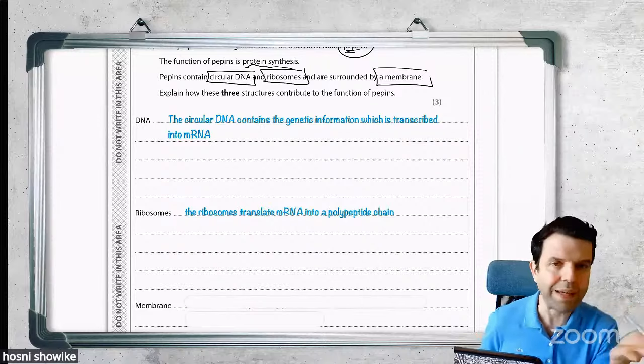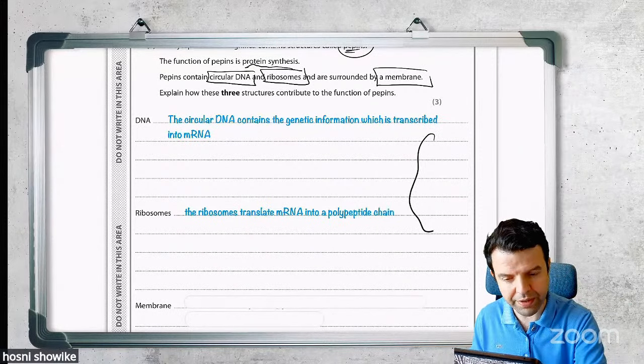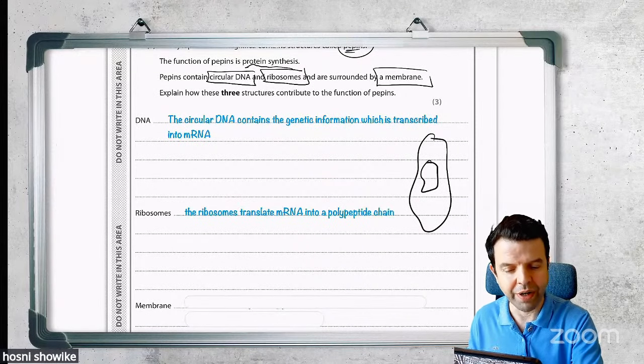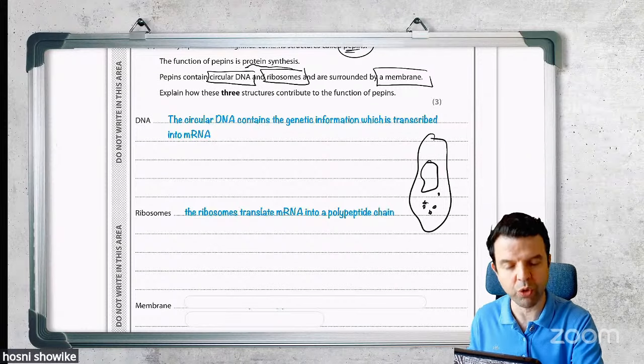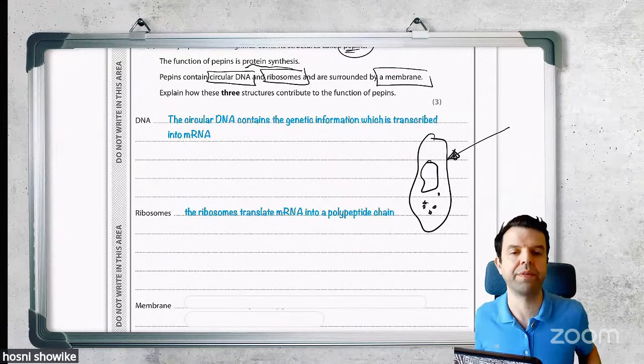Now, what does the membrane have to do here? Just think of it that way. If I have this organelle like this, and here I have that circular DNA, and here I have those small ribosomes inside the bacteria, what will be the membrane's role in this case?